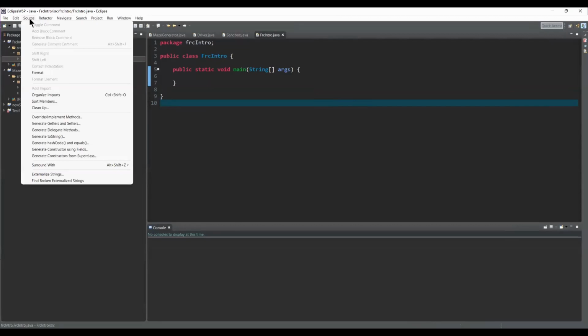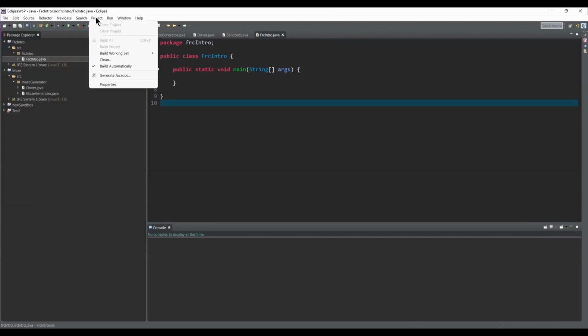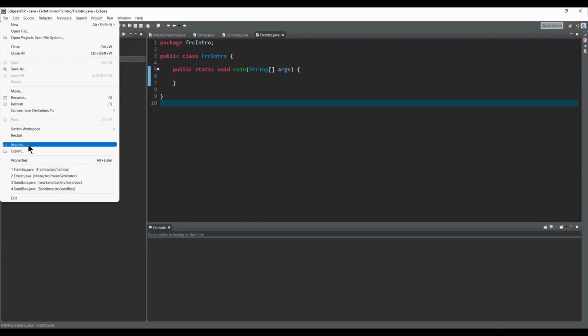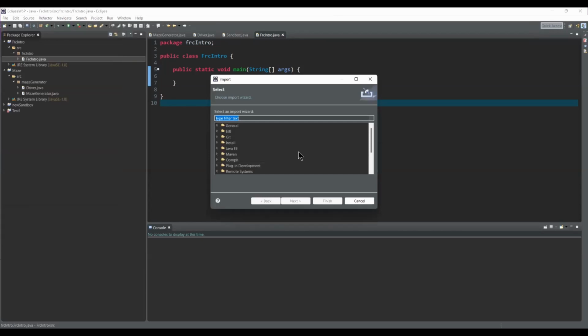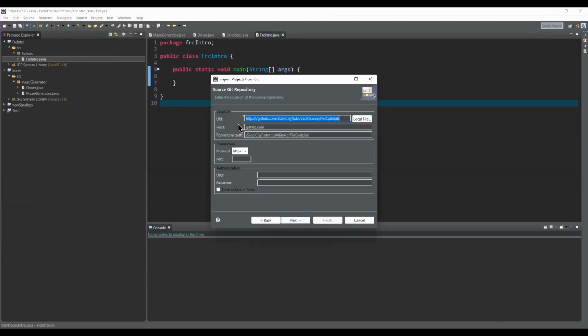Yep, no. What about file? What's under file? New? Oh, I think, hold on. Go back to file and then go down to import. Yeah, Git. Projects from Git. Clone URI. Yes, perfect. Next.